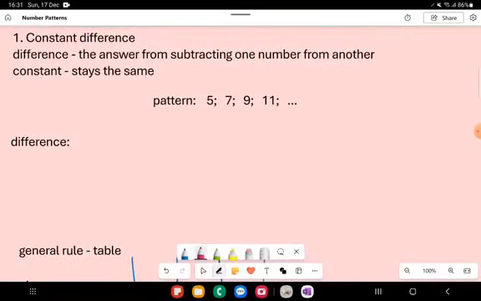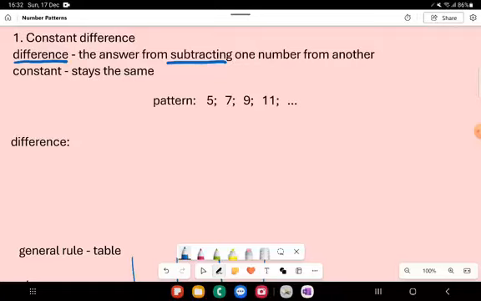Constant difference has 2 words that we want to look at. The first one is constant. Constant means stays the same. It does not change. The second word, difference, means the answer that you get from subtracting one number from another. When you see difference, you need to remember subtract. Difference and subtract are synonymous in mathematics. If I ask you what's the difference between these two numbers, I want you to subtract the small one from the big one and give me the difference.